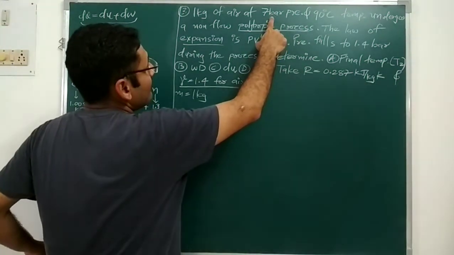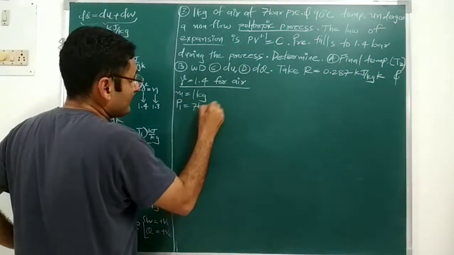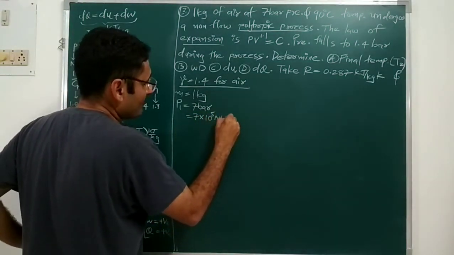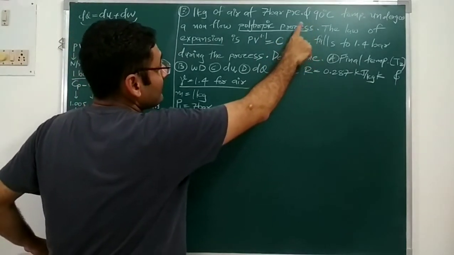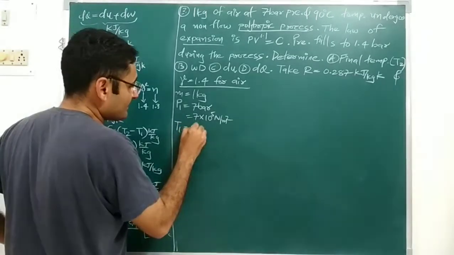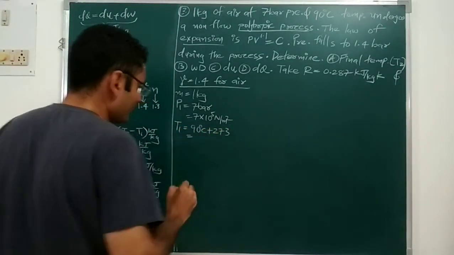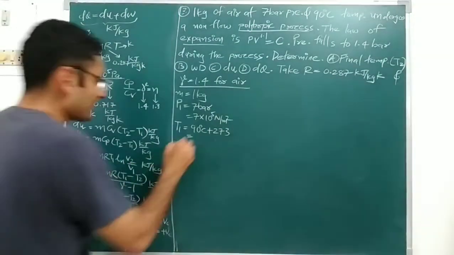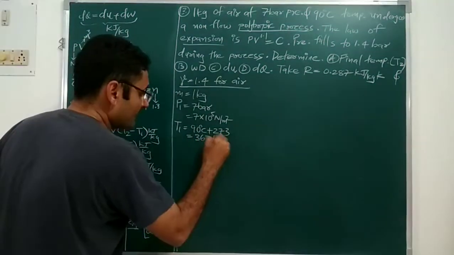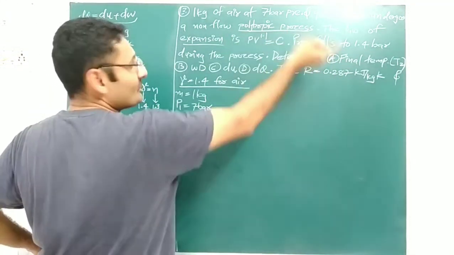Then, how much pressure? The initial pressure is 7 bar. We want it in Newton per meter square, so 10 raised to 5 Newton per meter square equals 1 bar, that is Pascal. The initial temperature is 90 degree centigrade and we want it in Kelvin, so add 273. So the temperature in Kelvin will be 363 Kelvin.